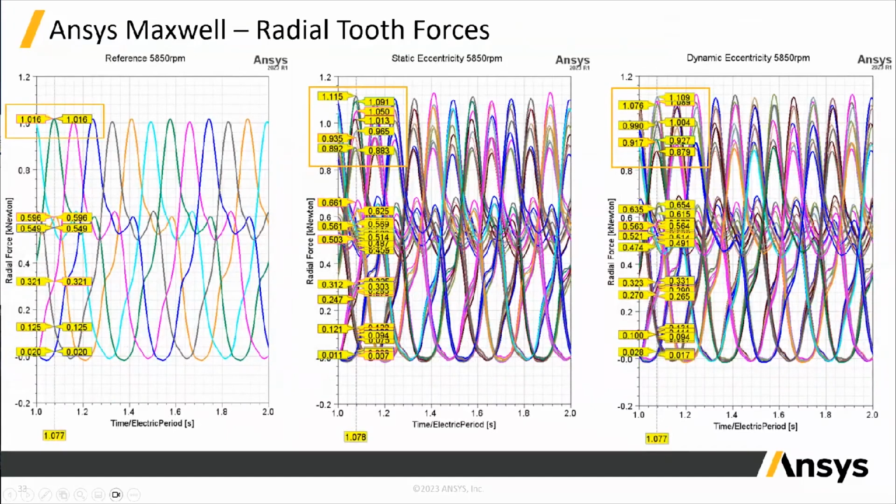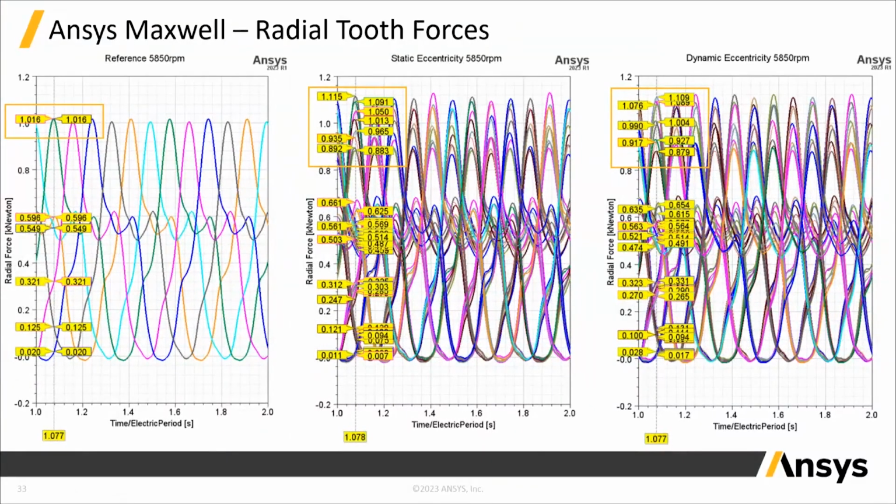What we see here are the radial tooth forces with respect to time at the nominal operating point of this machine. The radial forces are obtained by integrating the force distribution shown in the previous slide over each tooth separately and taking the radial component. So the result is one force component per tooth.